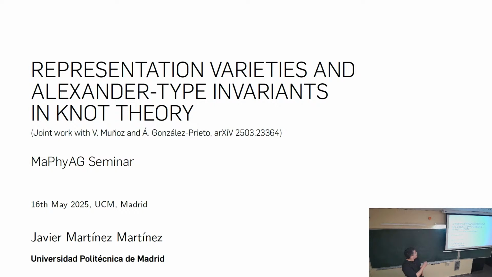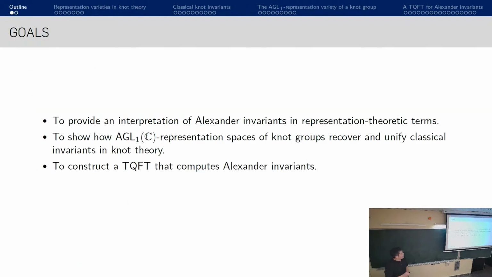So, okay, the title is Representation Varieties and Alexander type invariants in knot theory. What I'm going to discuss is joint work with Vicente Muñoz and Gonzalez-Prieto. It's a preprint that we uploaded a month and a half ago or so, so all the details are there, okay? So what are the goals or the main objective of the talk?